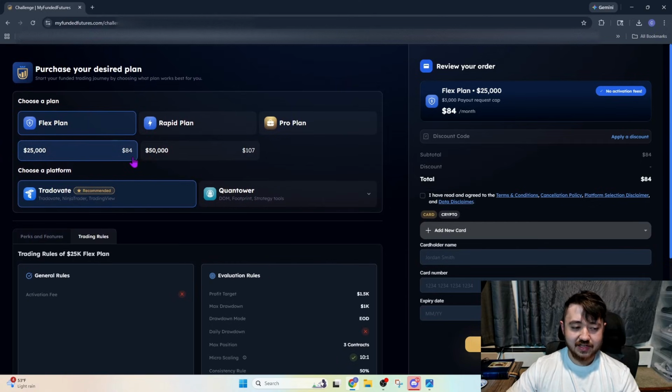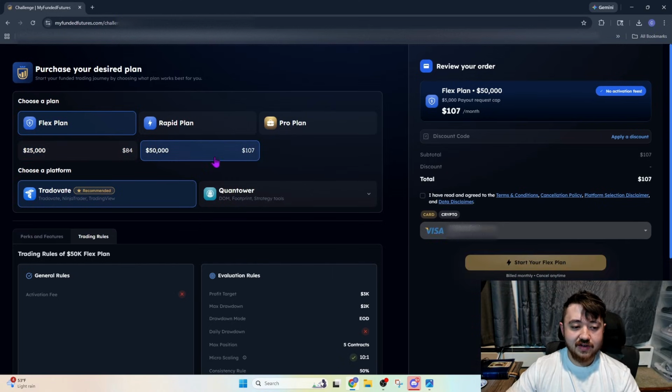Flex plan, like I said, if you're a brand new user, $49, really cheap, all in price, no activation fee, and then $77. No activation fee for existing users, and the 50k account is also nice.